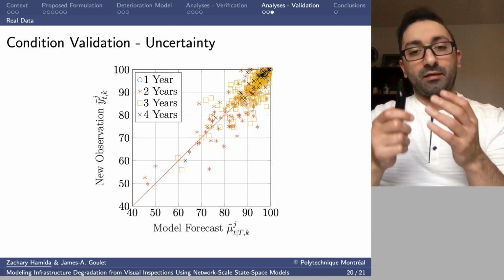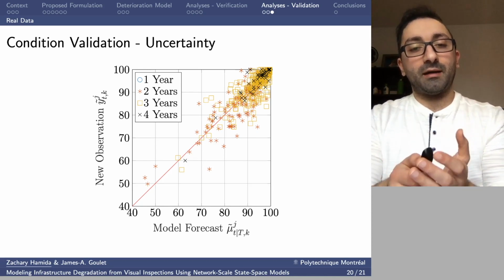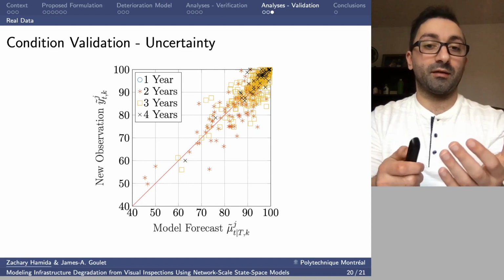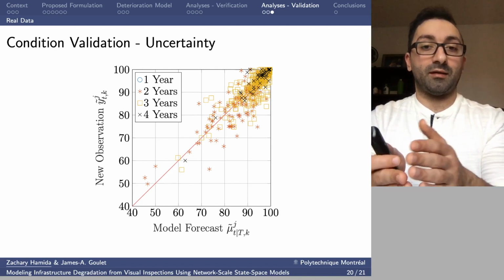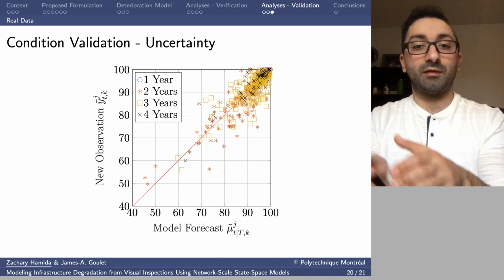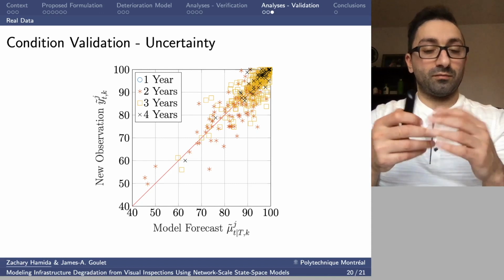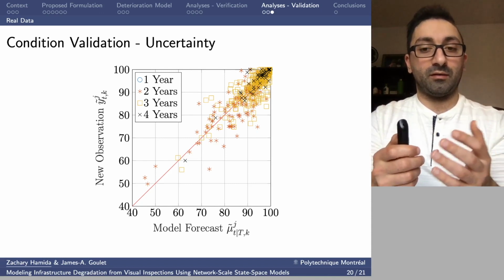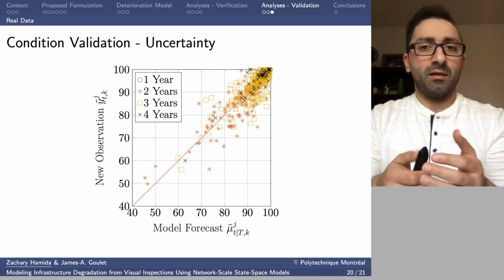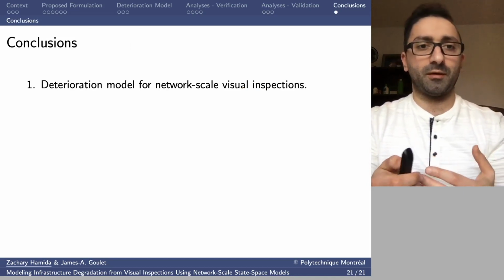Now, what this graph really tells is that the bias in the model forecast is insignificant, provided that we are seeing the alignment around the diagonal in both directions. It's not like it deviated toward one direction versus the other. So this shows that there is very little or insignificant bias in the model forecast over time. Now that's it for the real inspection data. There are further analyses that are available in the paper.